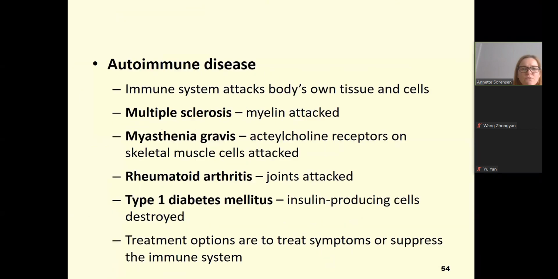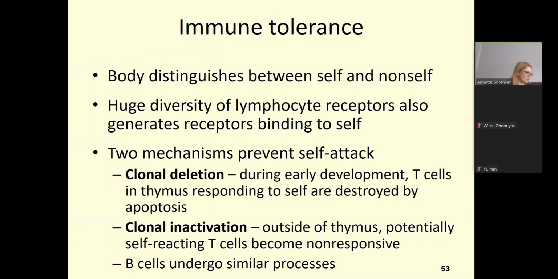Okay, so I'm going to talk a little bit about immune tolerance. How does the body distinguish between self and non-self? How does it know when it's foreign and when it's not? We have talked a little bit about that already.